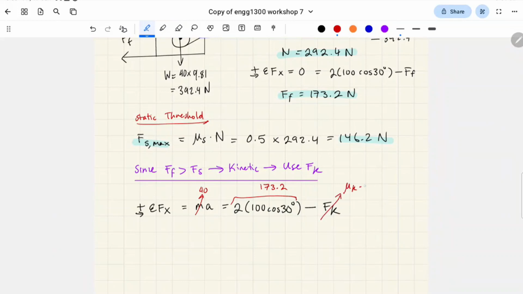And this has this formula. 0.4 was the kinetic friction constant that we were given in the question. And n was still the n that we calculated for normal force. So the unknown that we're solving for is a. It's moving to the right.